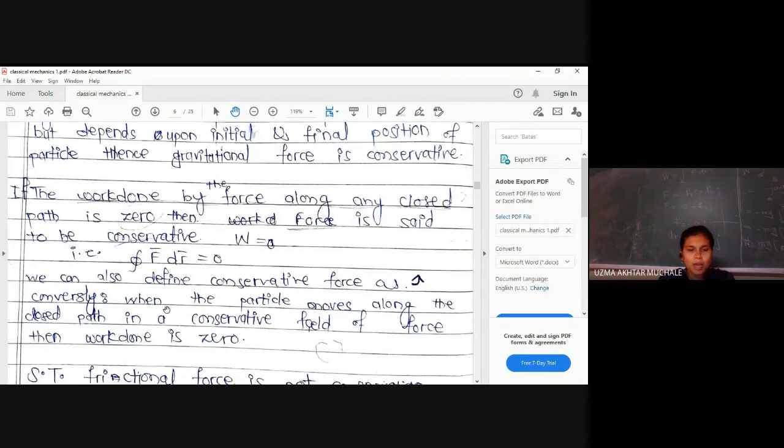When will the work done be zero? If the particle is moving in a closed path in the conservative field of force. If the force is conservative and the particle is moving in a closed path, then obviously the work done will be zero. Correct? Okay. Read the definition. If you're having a doubt, you can ask.